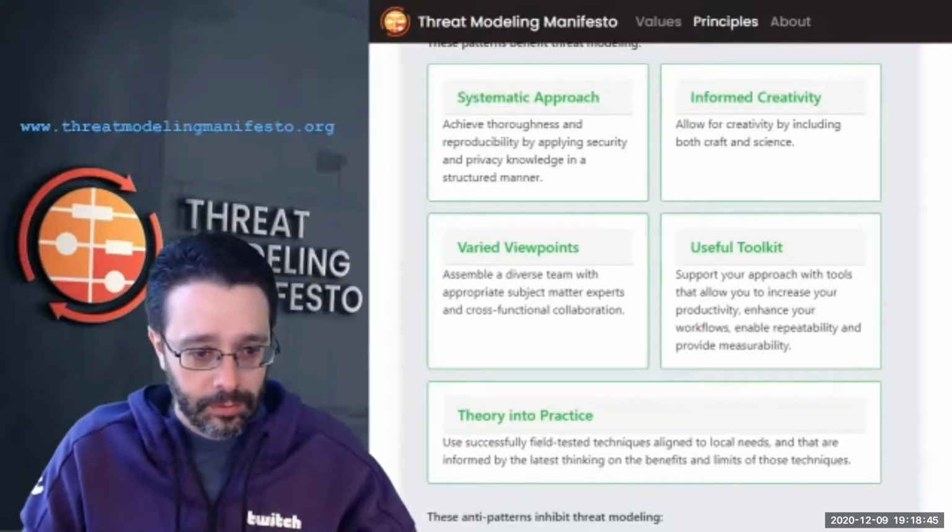Izar, curious as to what your thoughts are on if you could only choose one value and principle, what would it be? So for the value, I would have to go with the last one, the continuous refinement over a single delivery, for two simple reasons. First of all, continuous threat modeling is near and dear to my heart, the whole idea. And second, I think that it supports the previous four.